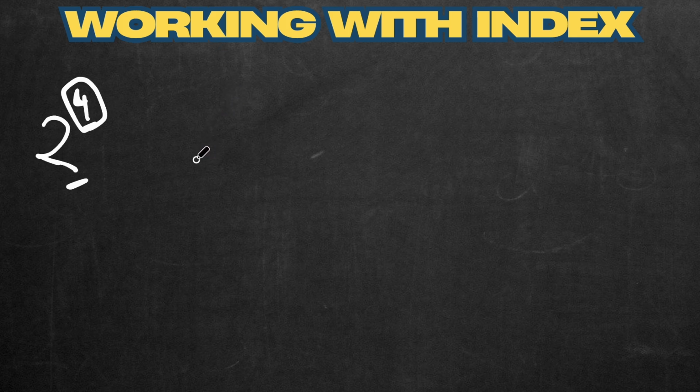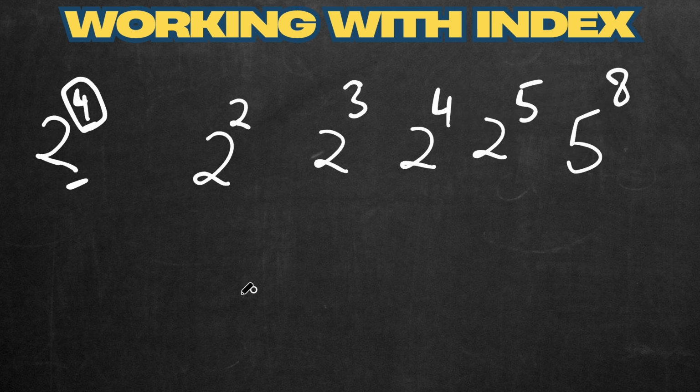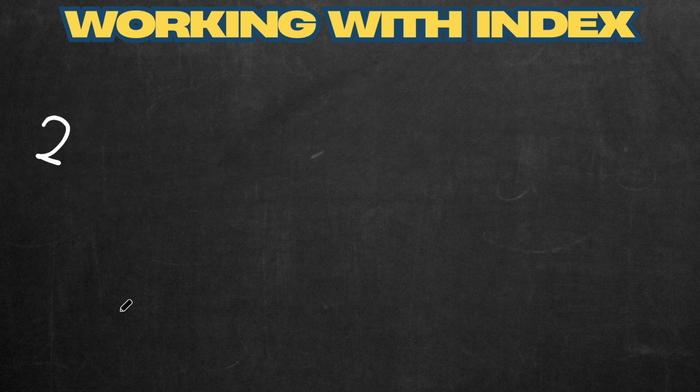So what are index functions? 2 to the power 2 is a square, 2 to the power 3 is a cube. There are names further, but you can simply say 2 to the power 4, 2 to the power 5, 5 to the power 8, 6 to the power 10. It is just power and the base number, okay? Now, there are 2 or 3 tricks I am going to tell you here, so just pay attention because it's going to be super easy after that.